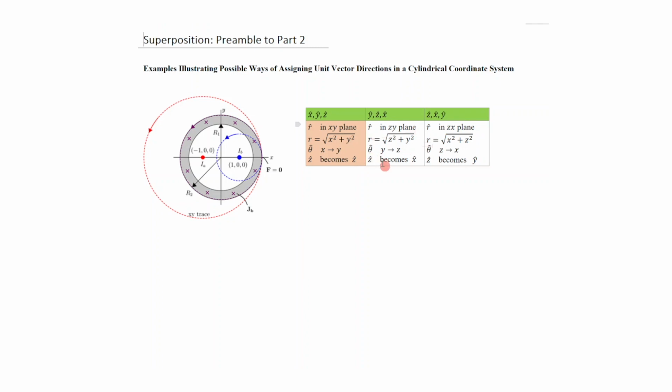And theta hat in this case, in the zy plane, would point from y to z. In this case, though, the z hat vector becomes the x hat vector, because here we're dealing with the zy plane, which means x hat is pointing outwards. We could also look at the zx plane, in which case the magnitude of the radius would be the square root of x squared plus z squared. And theta hat in this case would point from z to x. The vector pointing out of the zx plane would be y hat. And so just keep this in mind. It's a very handy reference point. These are all still right-hand conventions, but applied to different planes.